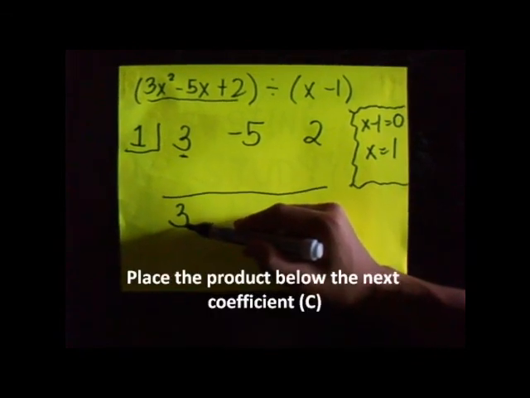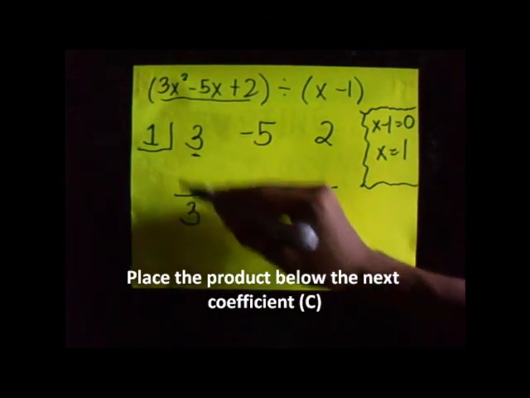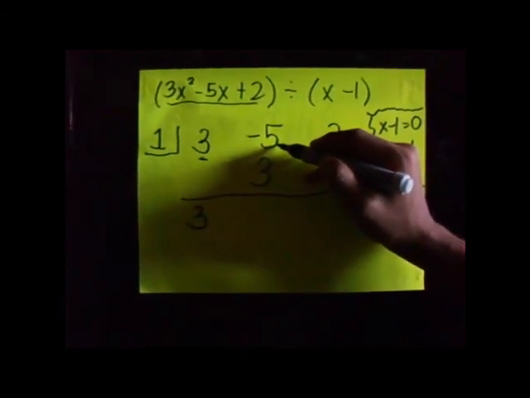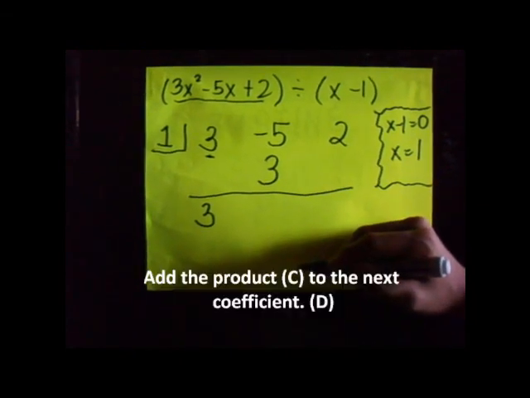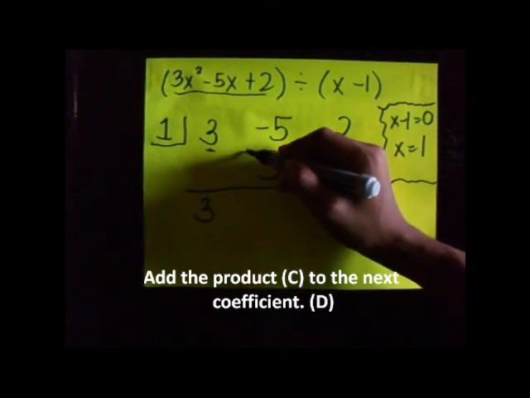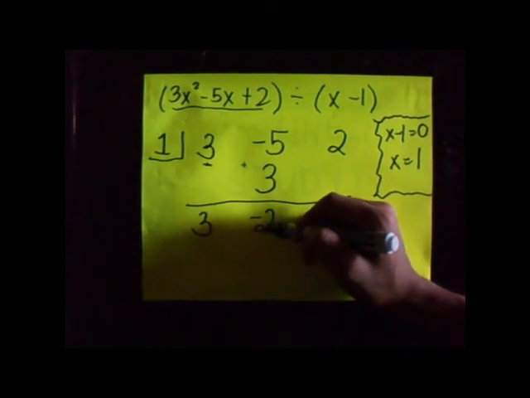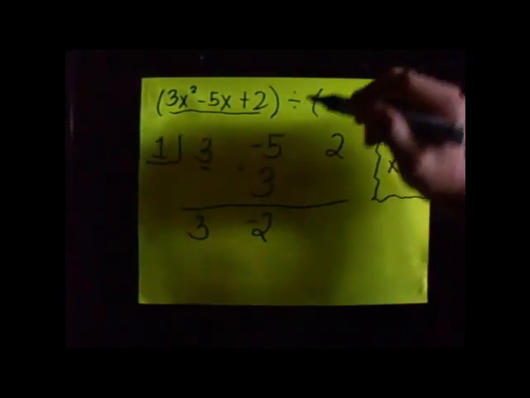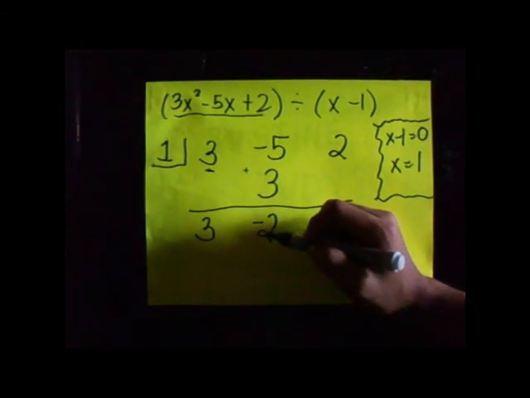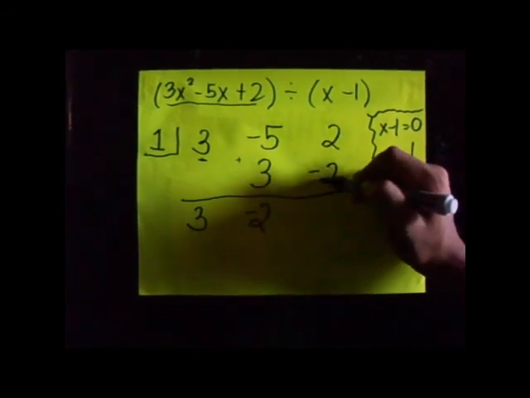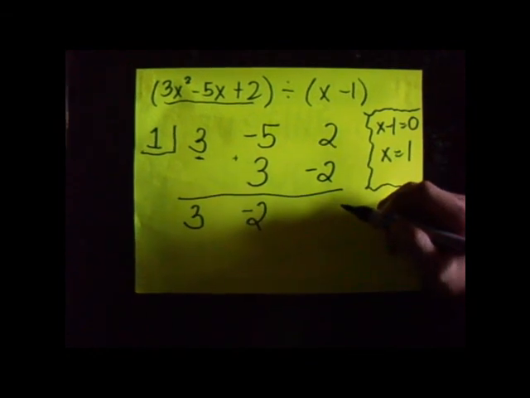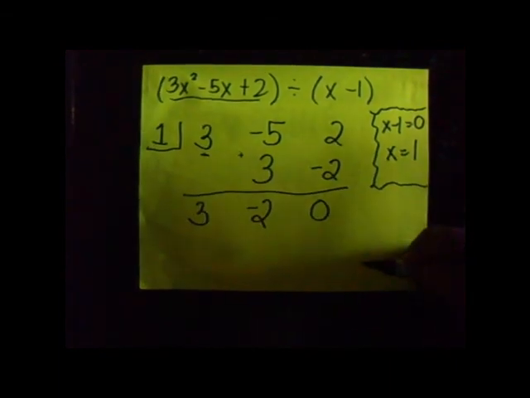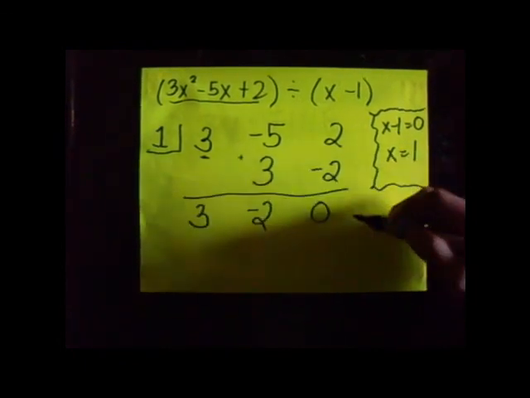Then, the product of 1 and 3, which is 3, should be put below the next term, which is negative 5. And then, we can add negative 5 with 3. Negative 5 plus 3 equals negative 2. And this must be placed here. Then, just repeat the procedure earlier. Just multiply our divisor, that is 1, by negative 2. 1 times negative 2 equals negative 2 and is placed below our next term, and that is 2. Then, add these numbers. We have 2 plus negative 2 equals 0. So, since there are no numerical coefficients left, it indicates that 0 is our remainder. Okay.